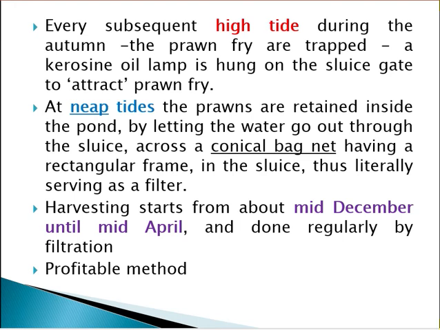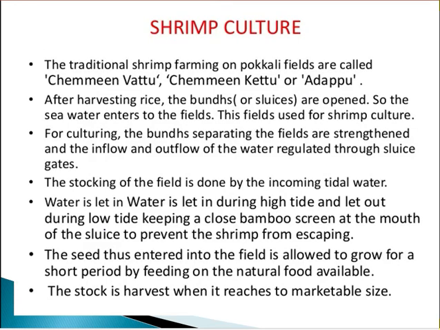And harvesting starts from about mid-December until mid-April, and it is done regularly by filtration. So this is considered to be a profitable method. So this is called the shrimp pokkali farming. So here rice and prawn are rotated for culture in this field, and such a field is called a chemmeen kettu or chemmeen adappu or chemmeen vattu, and this technique is called chemmeen kettu in Kerala.